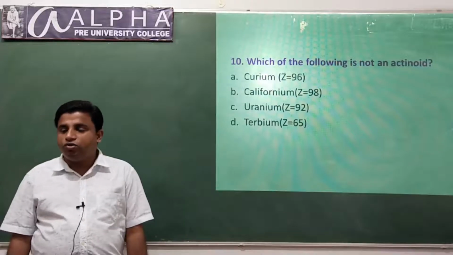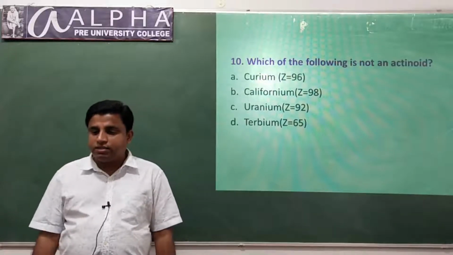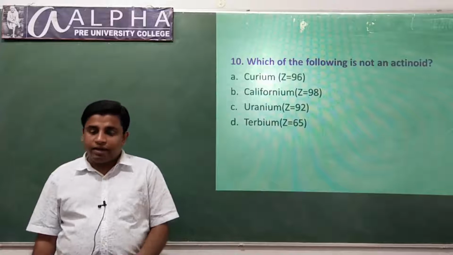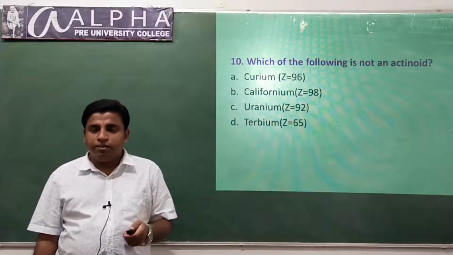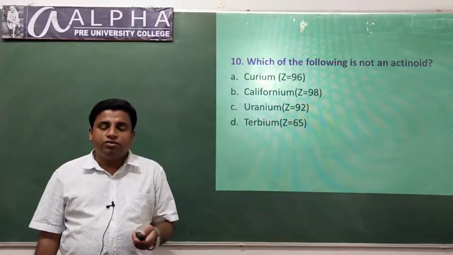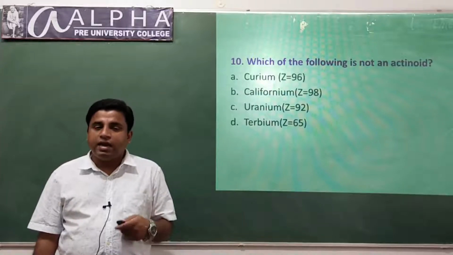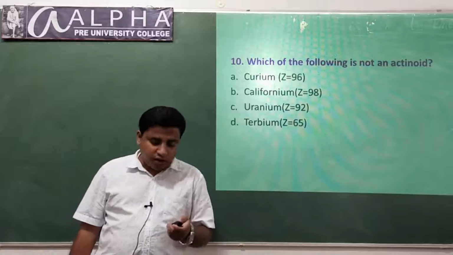Which of the following is not an actinoid? It is exactly terbium, because actinoid starts from 88, and lanthanoid starts from 57. Terbium is a lanthanoid, it's not an actinoid. I have told you that.